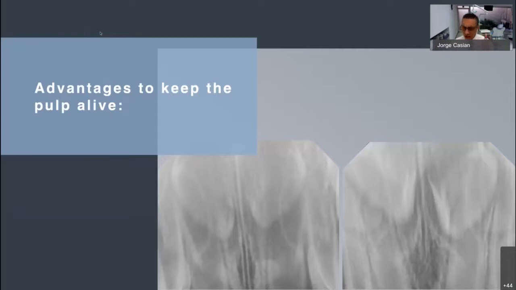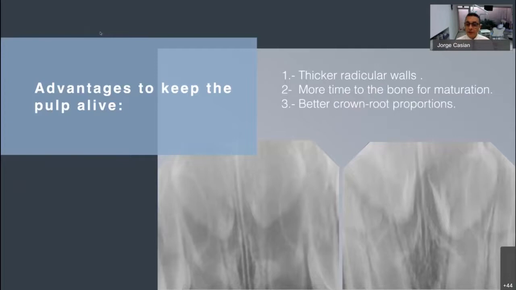Advantages to keep the pulp alive. Number 1, we will get thicker radicular walls. Number 2, we will give more time for the bone for maturation. Number 3, we will get better crown root proportions. And number 4, we will allow the apex to close.